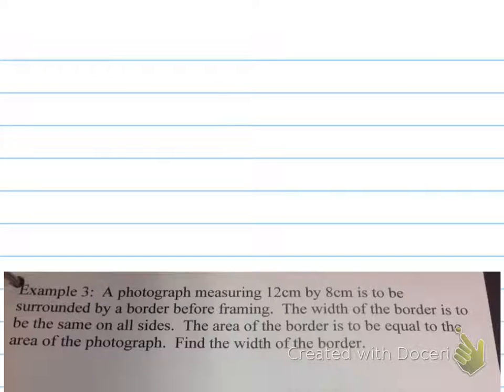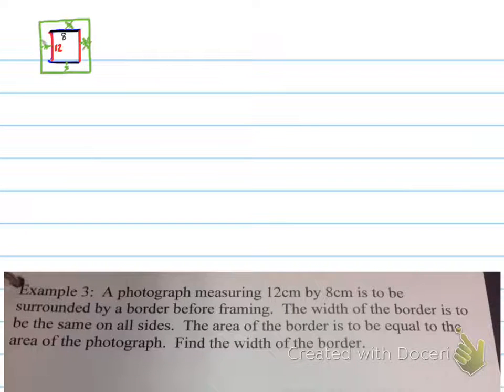So what we have here is a photograph. That photograph measures 12 on one side and 8 on the other. Now, knowing this, that it's 12 and 8, we're going to have a border to go all the way around this picture frame. This border goes around the picture frame and it has a specific area.